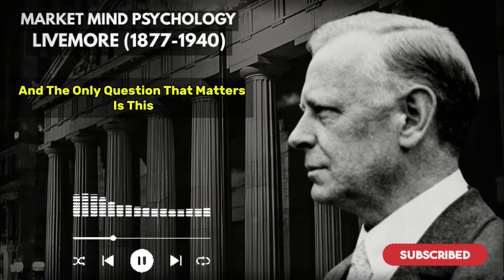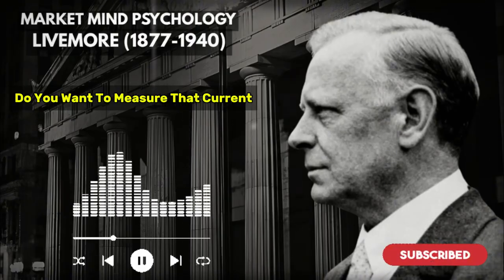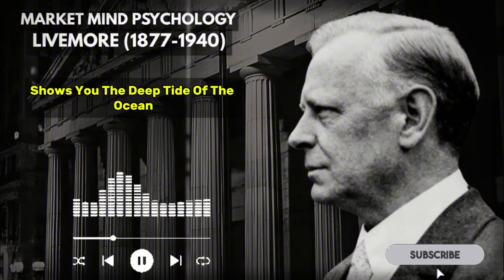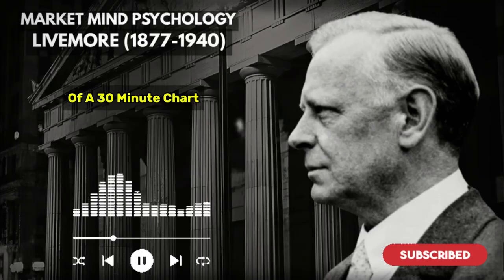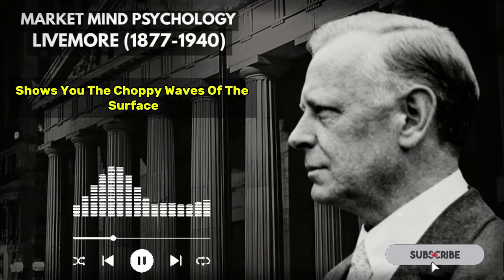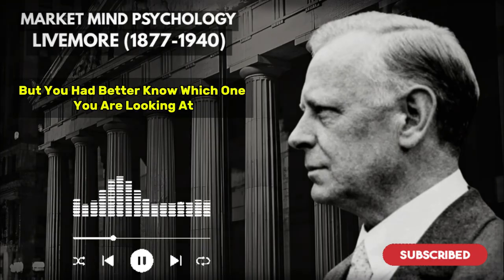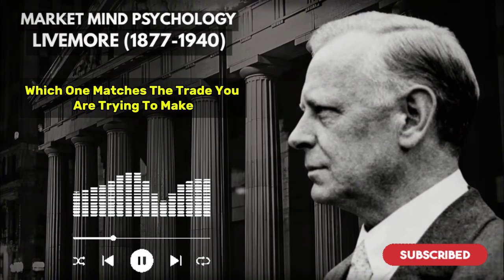And the only question that matters is this. Over what period of time do you want to measure that current? A line that measures the last 200 days shows you the deep tide of the ocean. A line that measures the last 9 candles of a 30-minute chart shows you the choppy waves of the surface. Neither one is wrong, but you had better know which one you are looking at, and you had better know which one matches the trade you are trying to make.